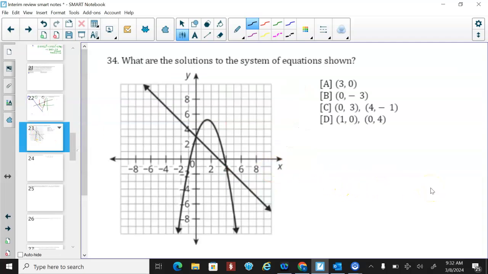All right, 34, what is the solution of the system of equations? Again, a solution is where the functions cross each other. So in these two spots, not the x-intercepts, in these two spots where the 2 points are, that's where the two functions, the quadratic and linear, cross each other. So here the point is 0 for x and 3 for y, and here the point is 4 for x and -1 looks like for y. So again, the answer would be C.